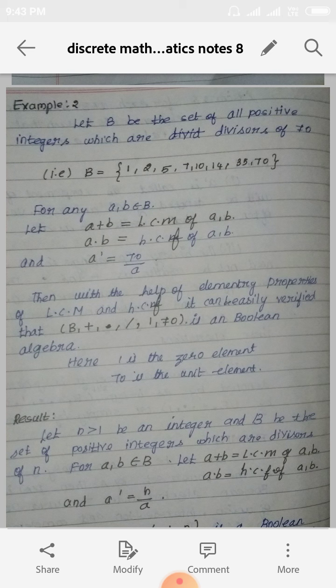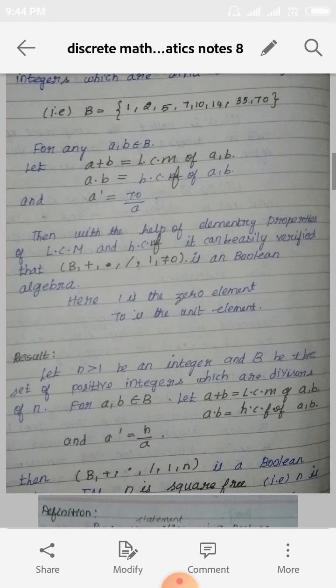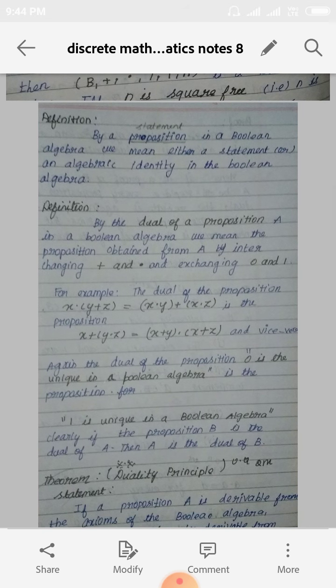So this algebraic structure can be written as B, plus, dot, dash, divisors of 70, and it is the Boolean algebra for this problem. Here 1 is the zero element and 70 is the unit element, right? See the definitions of proposition and definition of the dual of proposition. This is the definition for the duality principle.